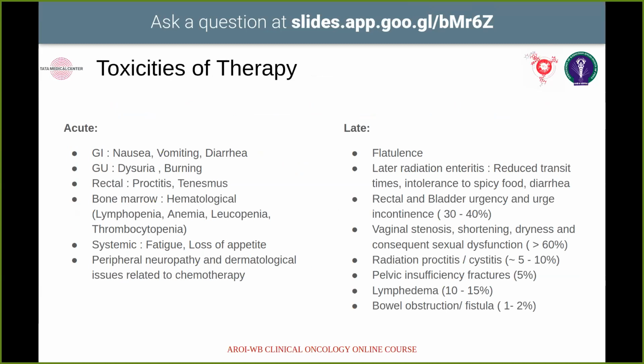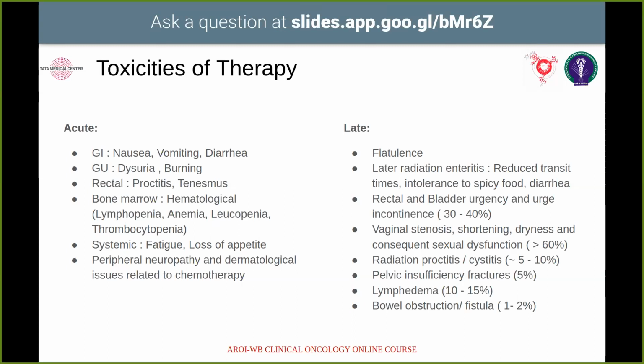Finally, coming to the toxicities of therapy, you must remember that radiotherapy to the pelvis is associated with a common set of acute toxicities because of irradiation of the GI tract, GU tract, and bone marrow. Late complications are important, and for counseling purposes, you should remember to counsel them about vaginal stenosis and shortening, which happens in nearly 60% of the patients.